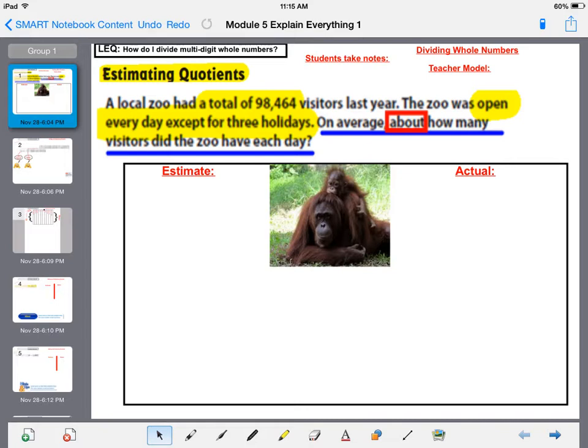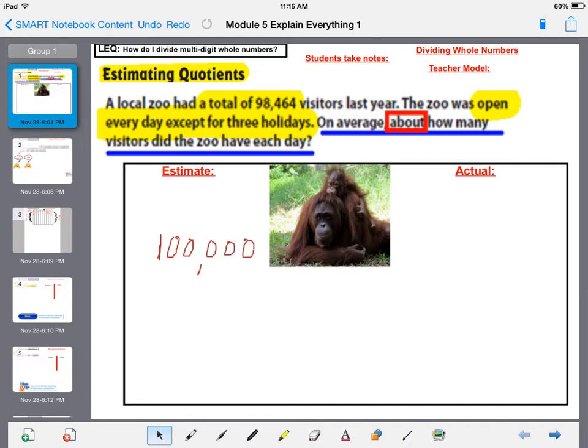We're going to start by estimating, and estimating will definitely help us because once we get our answer, we'll be able to determine whether we are on the right track. We're going to start with 98,464, and we're going to think about whether that is closer to 90,000 or 100,000. When you're estimating, you always want to round to the highest place value. So if we put 98,464 on a number line, that would be closer to 100,000. So our estimate there is 100,000.